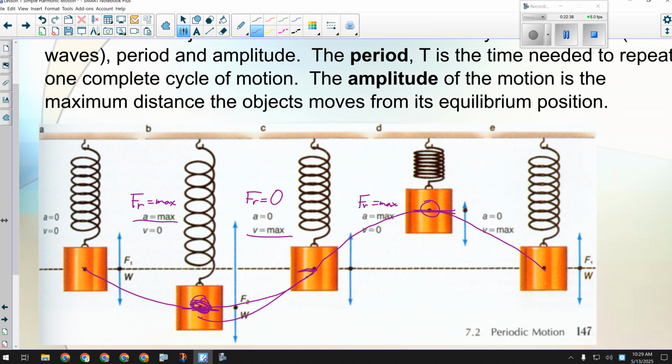Okay? What form would all of its energy be in as it passes through equilibrium? Kinetic. Yeah. Okay? All of its energy will be kinetic because the spring isn't stretched or compressed anymore. It doesn't have any potential energy in it. It's converted it all into kinetic. Okay?